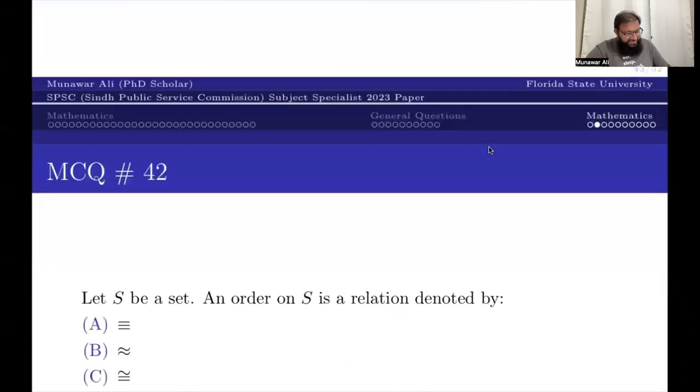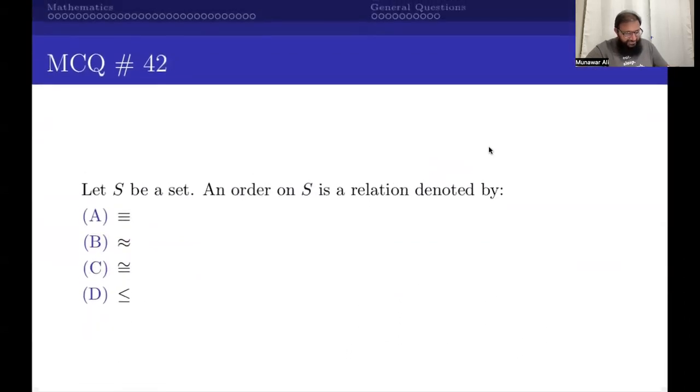Okay, moving to the next, MCQ number 42. It says that let S be a set and order on S is a relation denoted by. So simply order is denoted by this symbol. Or you can go to the definition of order, that what do we mean by an order on a set? So it's some sort of relation, and that relation must be reflexive. It means if you take any A from the set, then A must be less than or equal to A.